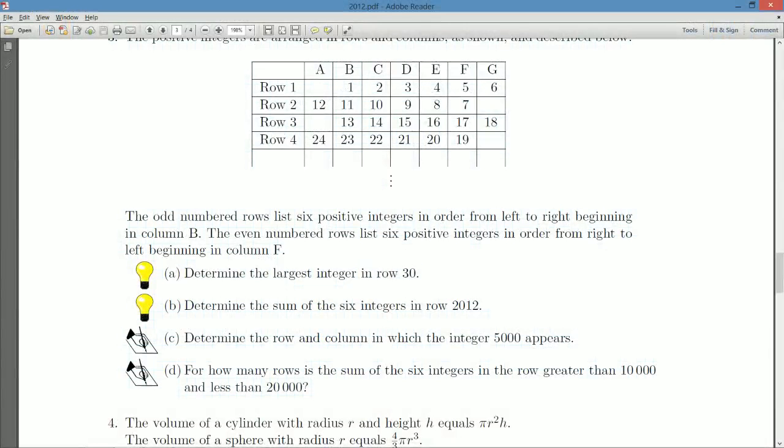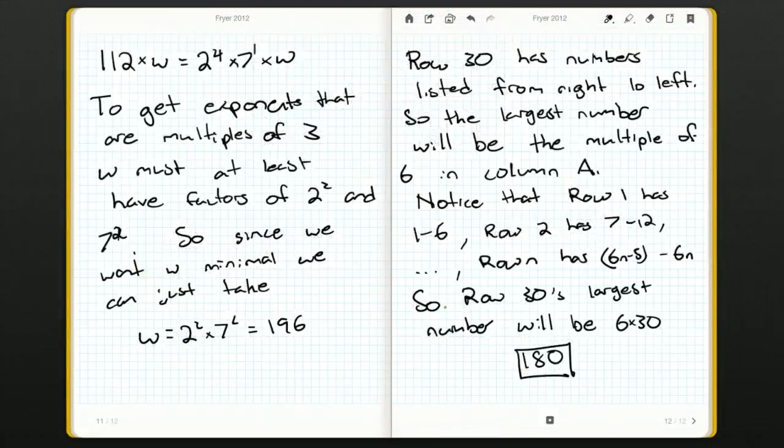Fantastic. B part. Determine the sum of the 6 integers in row 2012. See there, they're using the year of the contest, which comes up every once in a while. It's always a good idea, if you know you're going to be writing the contests in, say, 2020, to know some good properties about 2020. Is it a square? Is it a prime? What is its prime factorization? These are good things to know about whatever year you're writing in and whatever contest you're writing in, because it comes up every once in a while.